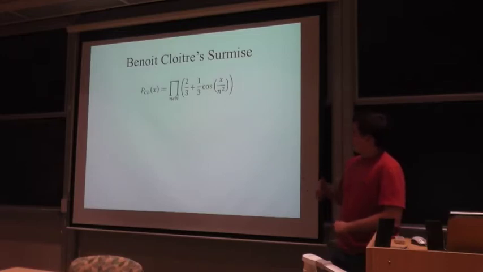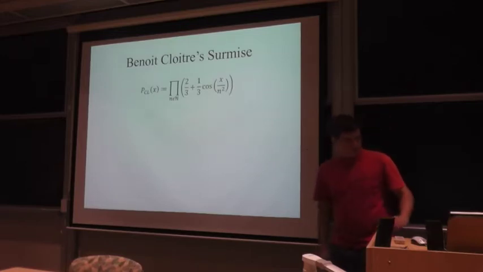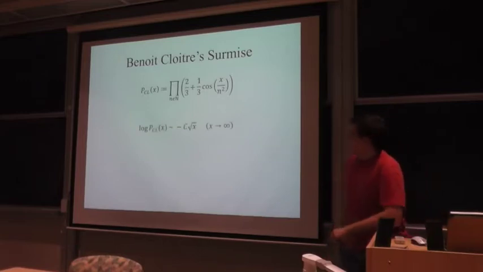He defined PCL to be this function, where before we had a sum of a trigonometric, now we have a product of a trigonometric plus some other strange constants within. And he surmised that the log of this approximates negative c root x, where c is a positive constant, which is similar to the function that Professor Kiesling had, except we take the log of it.